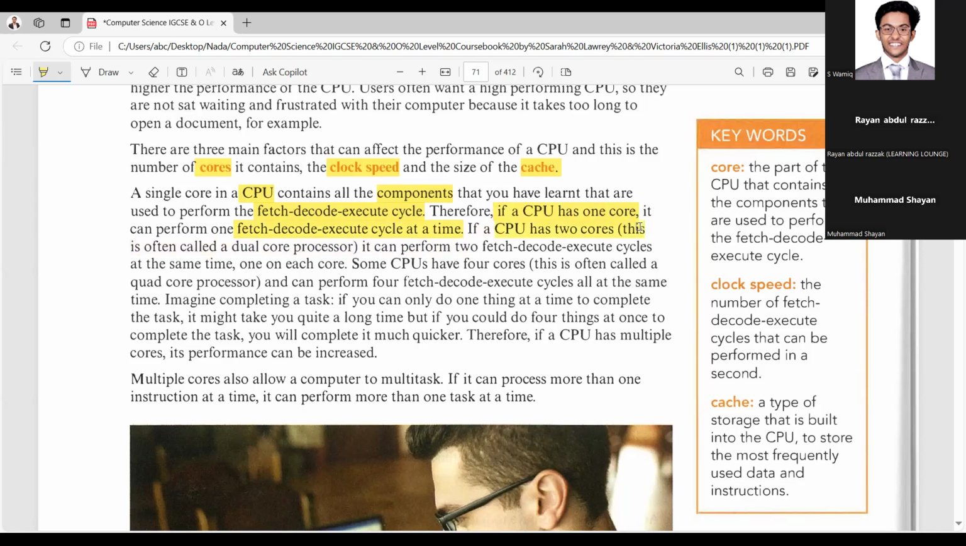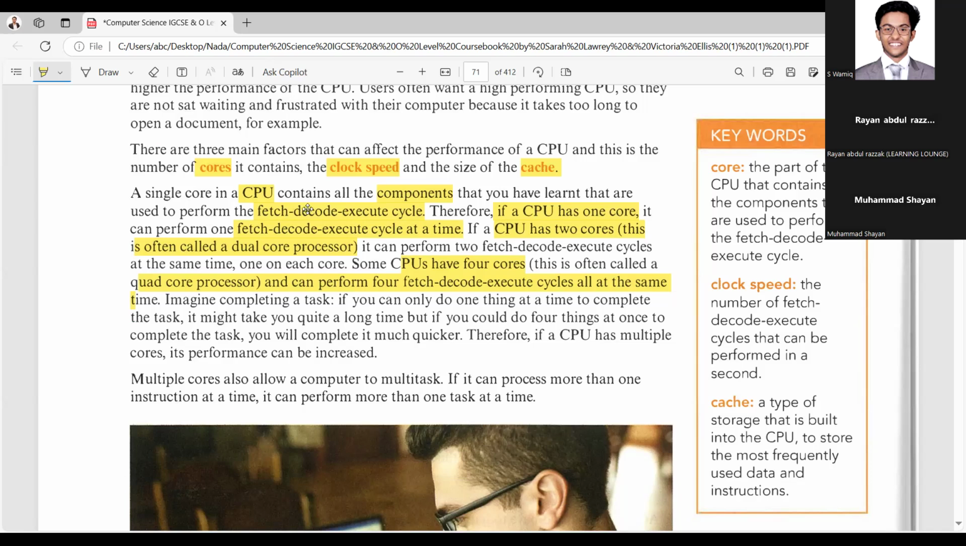However, if a CPU has two cores, that is an example of a dual core processor. That means at the same time, it can work twice. Similarly, if I have a computer system with four cores, this is a quad core processor and it can process up to four fetch, decode, execute instructions at a time. I discussed in the last class regarding the fetch, decode, execute cycle, how it really happens, what the processes are in the fetch cycle, the decode cycle and the execute cycle.